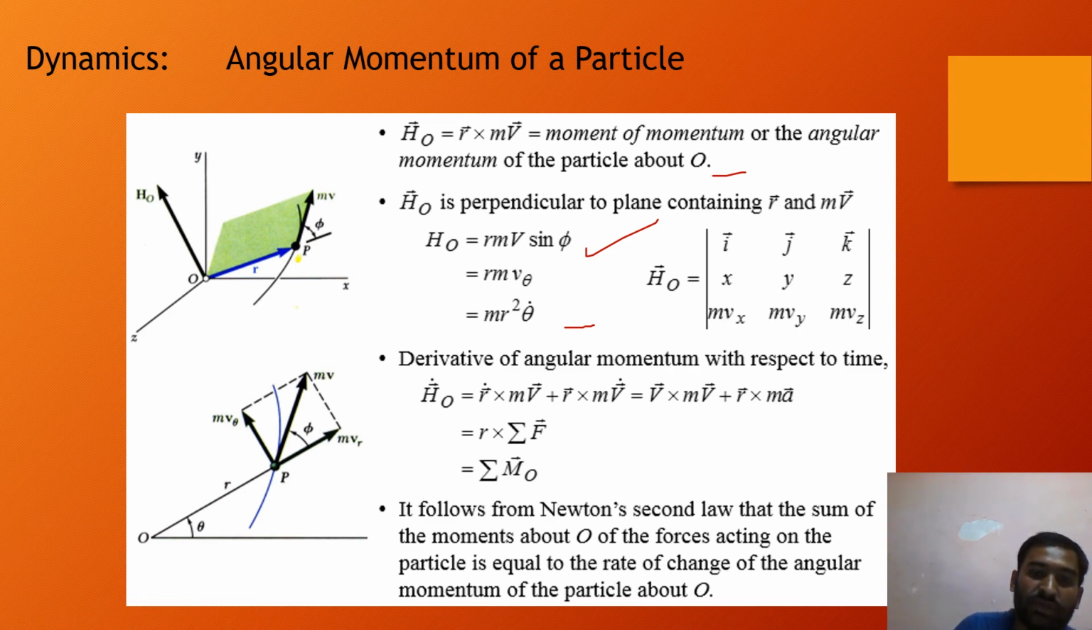Okay, the derivative of angular momentum with respect to time, you can simplify it and you will get this, which you can see in this graph explained very well. It follows from Newton's second law: the sum of the moments about O of the forces acting on the particle is equal to the rate of change of angular momentum of the particle about O.